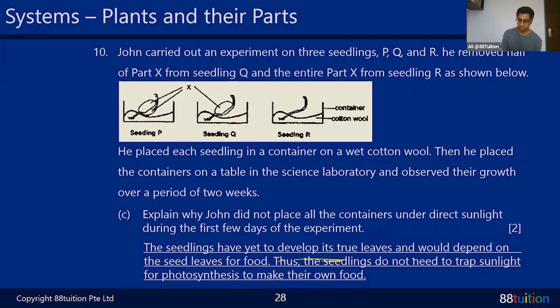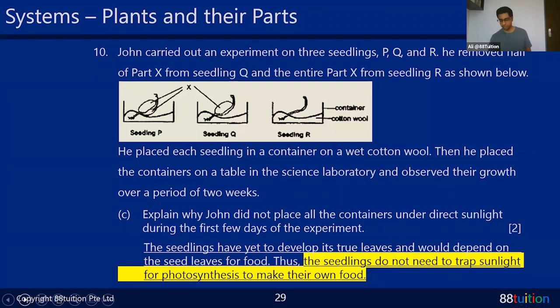So what can I do? Shall I highlight? You need to know why it does not need light. Wow, magic again. So the seedling does not need to trap sunlight. You need to know two things. You need to know what the seed leaf is for. It already has food, so it doesn't need to. It can survive on its own under the soil and doesn't need light because it also has its own food already. No need for any leaves or any photosynthesis to take place.